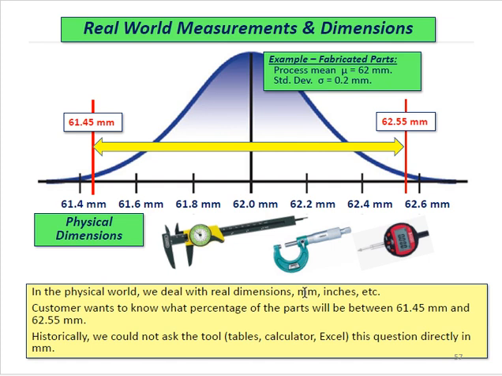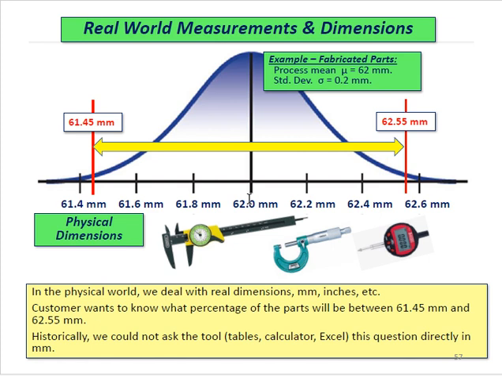So that's our physical world, real world measurement and dimensions. An example is fabricated parts. The process mean is mu, which is 62 millimeters, and the standard deviation calculated for this example is 0.2 millimeters. This area is going to go from 61.45 all the way to 62.55, and your mean is right here, 62.